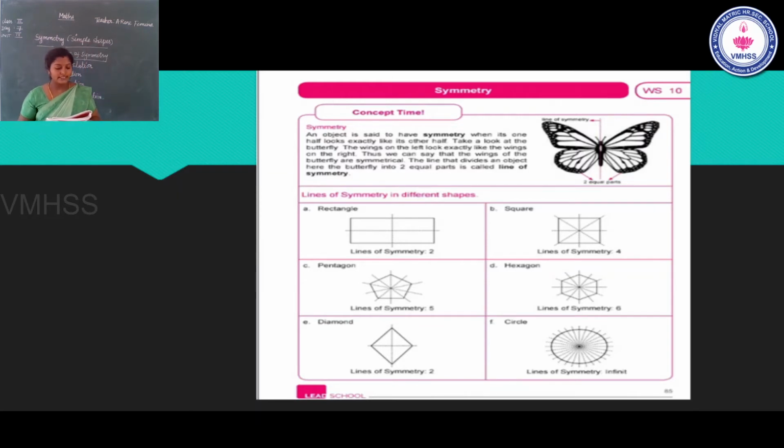Take a look at the butterfly. The wings on the left look exactly like the wings on the right. Thus we can say that the wings of the butterfly are symmetrical. The line that divides an object, here the butterfly, into two equal parts is called a line of symmetry. So this is a line of symmetry.